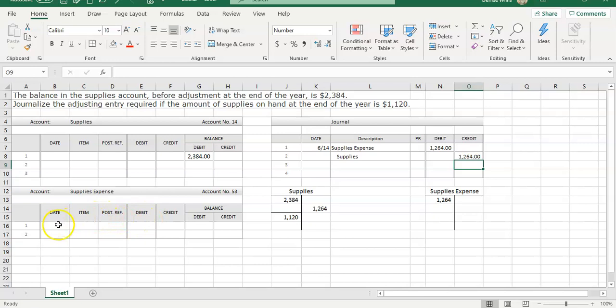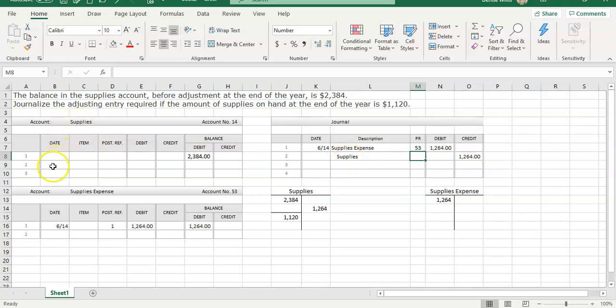So here is the supplies expense account. We are going to use the information from the journal. It is 6/14. We don't have to put anything in the item column right there. The posting reference, we said we're going to pretend this is page 1, so let's just put that there. We're going to debit $12.64. There was nothing in supplies expense at this point, so this happens to also be our balance. We have posted all that. We take the 53 from right here, and we show we took this information to account 53. This line is posted.